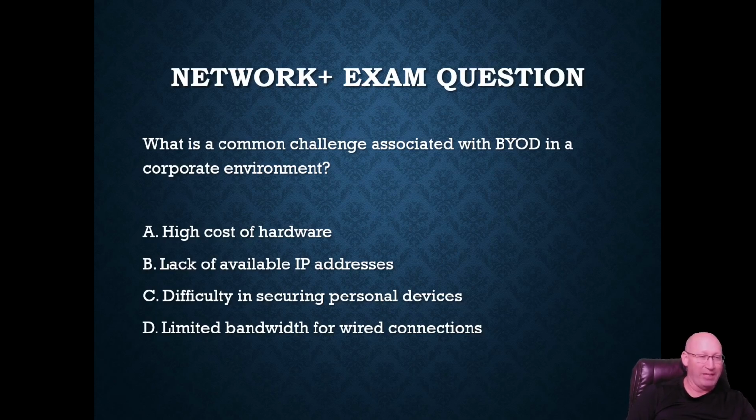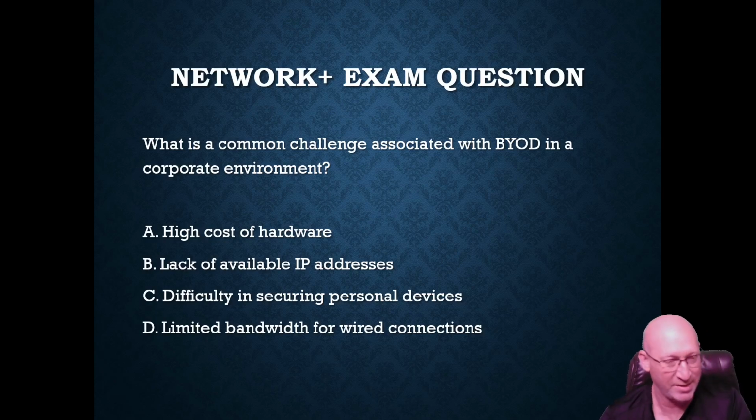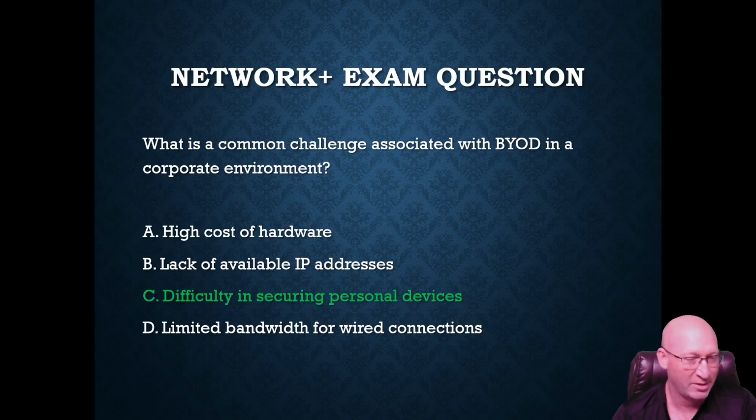That leaves B or C: lack of available IP addresses or difficulty in securing personal devices. If you knew what BYOD is, then you knew that it's difficulty in securing personal devices, because a lot of times we don't have full control over it. Not only that, we don't own the devices, because we're letting employees bring their own. So it's really hard to secure those devices, and really hard to ensure that they meet all of our standards. In that form, we can understand that C, difficulty in securing personal devices, is going to be our answer. And there you have it.